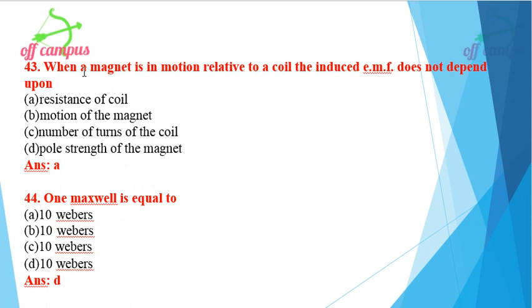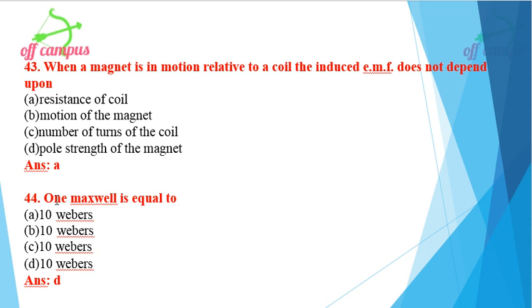Then next one: when a magnet is in motion relative to a coil, the induced EMF does not depend upon. Read the question carefully. The four options are resistance of the coil, motion of the magnet, number of turns of the coil, pole strength of the magnet. It does not depend on the resistance of the coil. Option A is the right option.